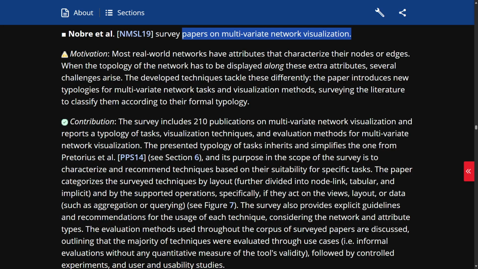The evaluation methods used throughout the corpus of surveyed papers are discussed, outlining that the majority of techniques were evaluated through use cases, i.e. informal evaluations without any quantitative measure of the tool's validity, followed by controlled experiments and user and usability studies.